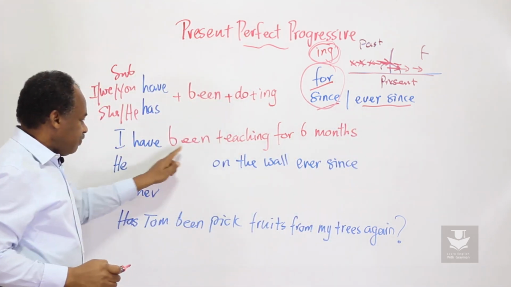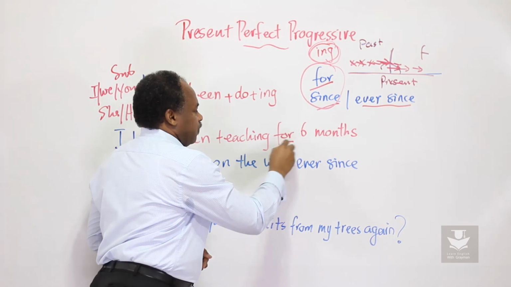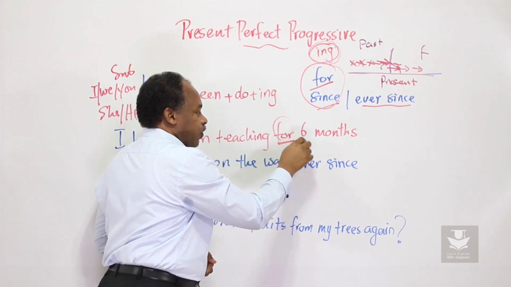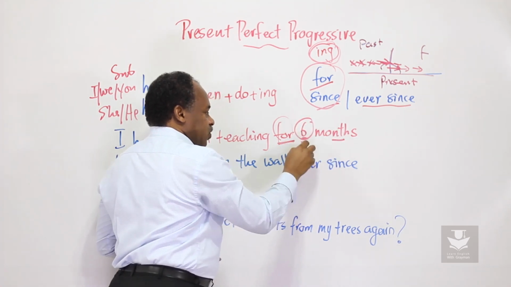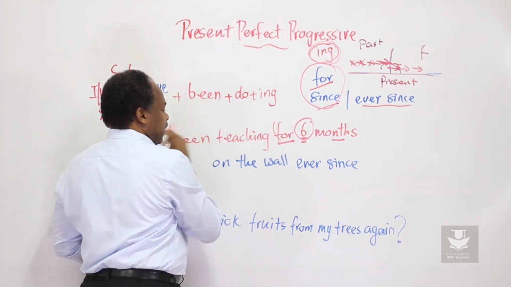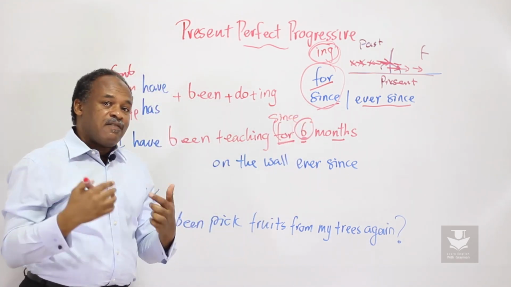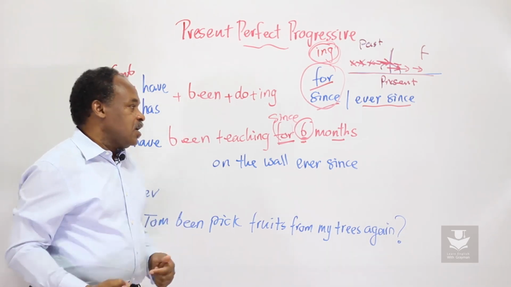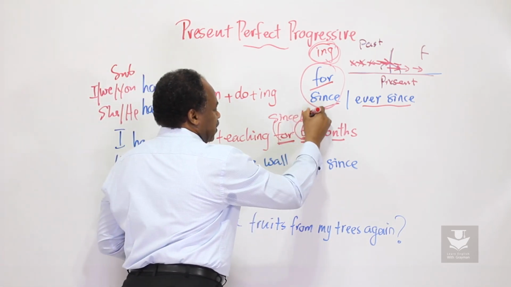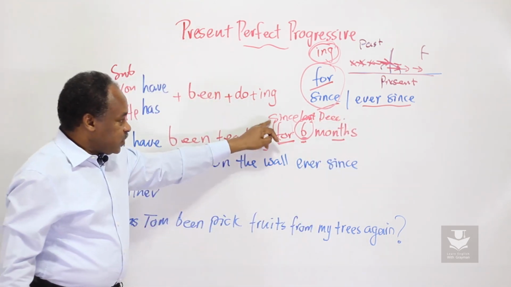Again, I have been teaching in this classroom for 6 months. So why did I use for? Because I have a number here. I could say, I have been teaching in this classroom since. Since, then I have to have a point in time or a date. Since last December. So that's how to use since and for.